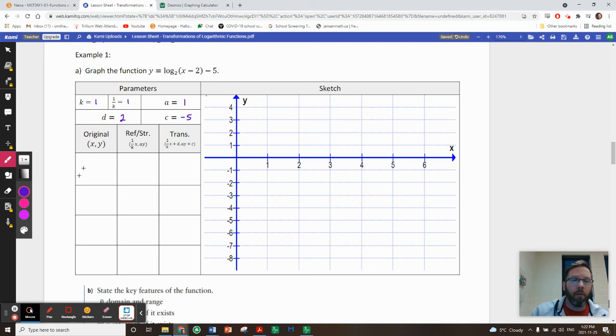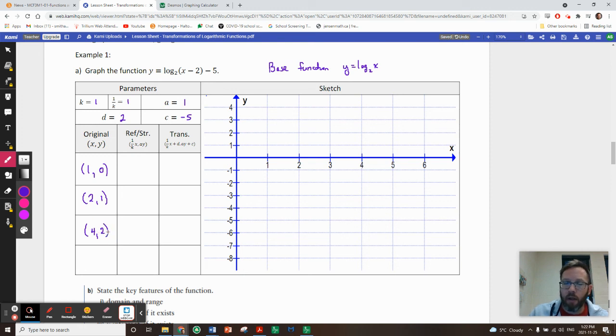Now, with these kinds of problems, I like to have you give me some anchor points. Our base function that we're using to sketch this is y equals log base 2 of x. We have to know some key points on this. From our previous work, when x equals 1, y equals 0. When x equals 2, y equals 1. When x equals 4, y equals 2.